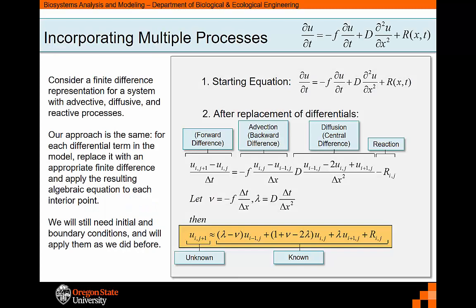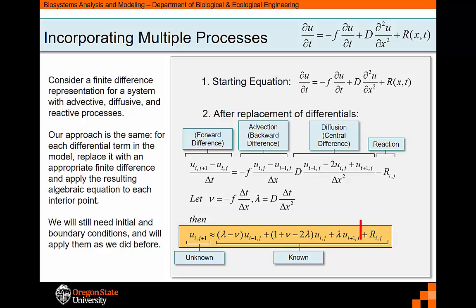Next, we will consider a finite difference representation for a system with advective, diffusive, and reactive processes occurring simultaneously. Our approach is the same as we took before. For each differential term in the model, we will replace it with an appropriate finite difference and apply the resulting algebraic equation to each interior point. The finite difference equations are slightly more complicated because of the additional process terms, but the same concept applies.